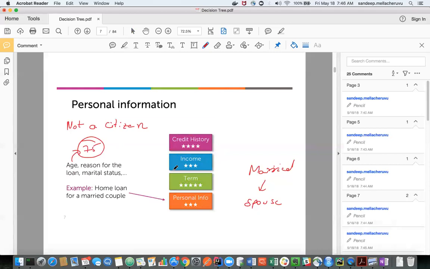So all these things are very important in determining whether he defaults on the loan or not. Are you clear so far? How would all these things add up?